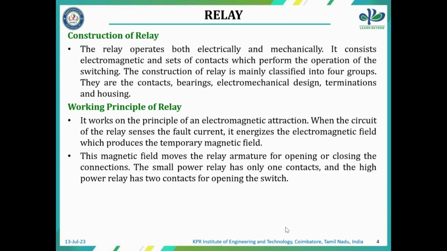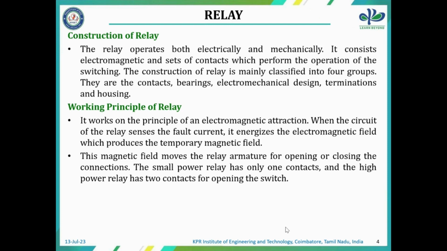Then it basically works on the principles of electromagnetic attraction, and when the circuit of the relay senses the fault current, that is the important thing that we have to note down here. The fault current may occur due to any abnormal conditions, and then we have to protect the circuit. The relay is a protection circuit; it may sense the faulty current and give signals to the coil to operate.